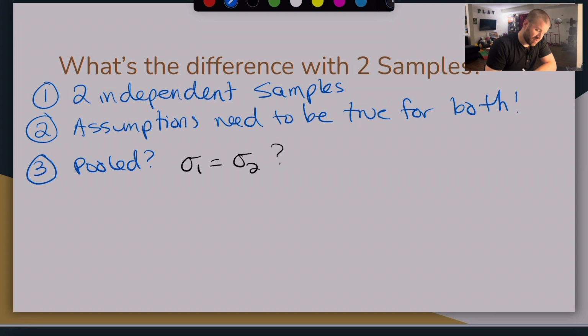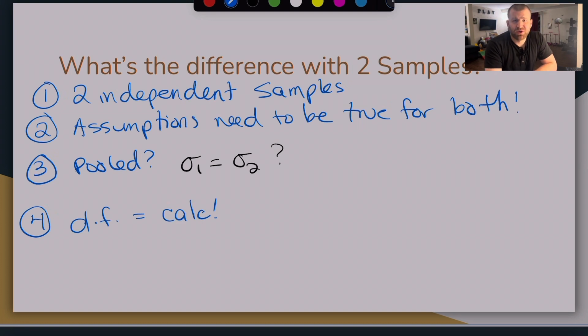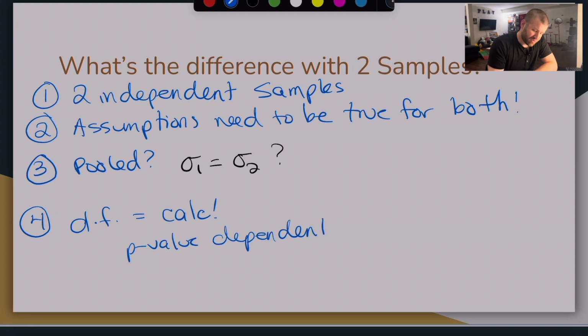And now again, very important, you want to make sure you use the degrees of freedom that your calculator spits out. The reason for that is that your p-value is dependent on the degrees of freedom. And so if you end up using the conservative estimate, which is the smaller of the two sample sizes' degrees of freedom, your p-value would end up being different than the one your calculator spits out. So make sure you use the calculator degrees of freedom, and that is the one that you write down.